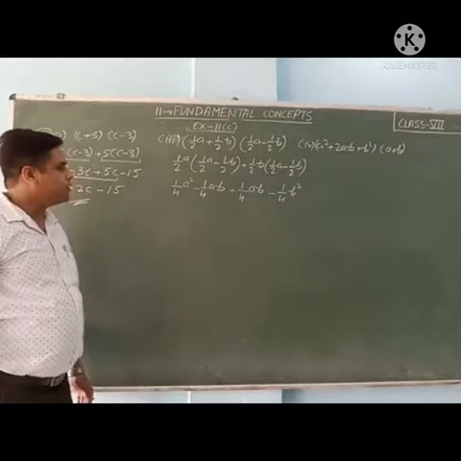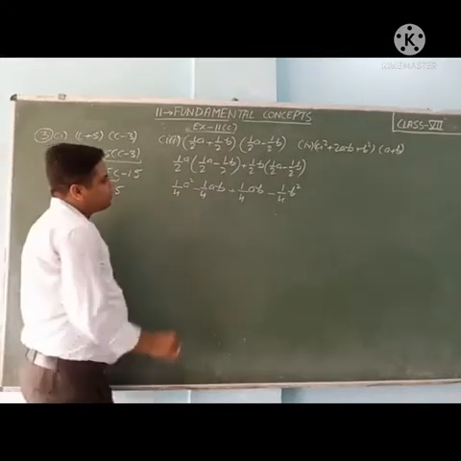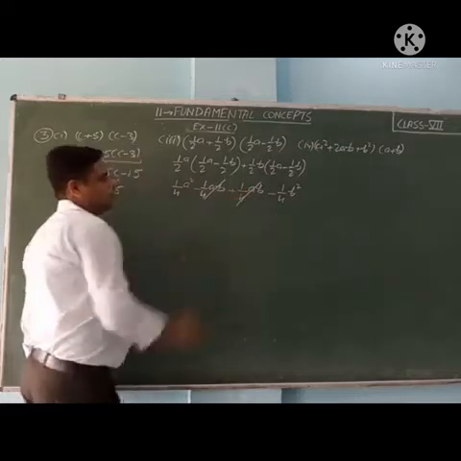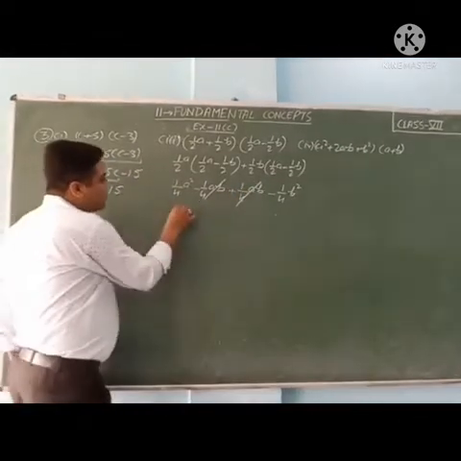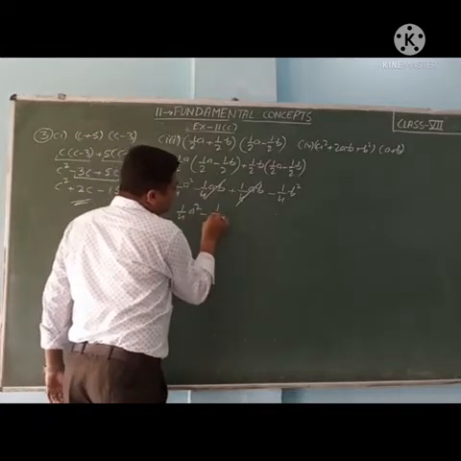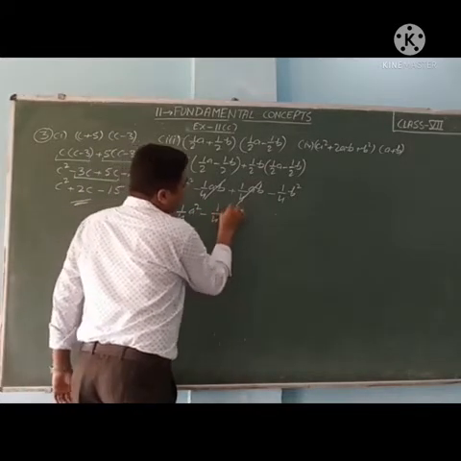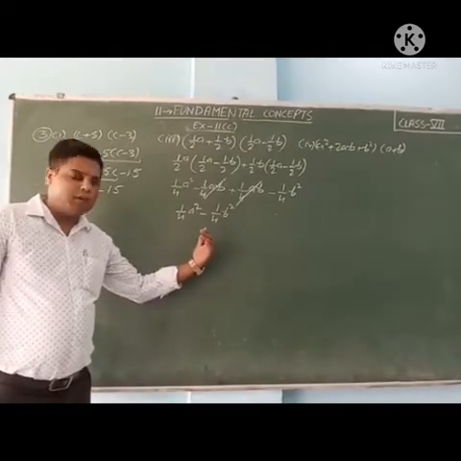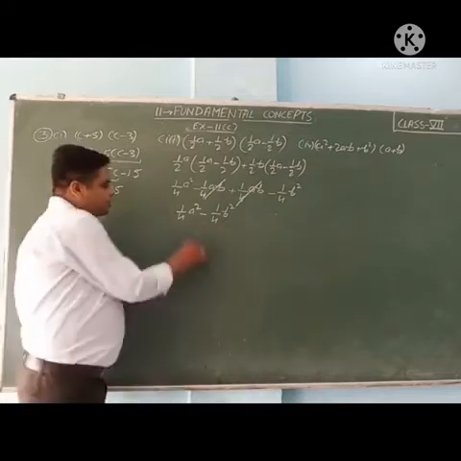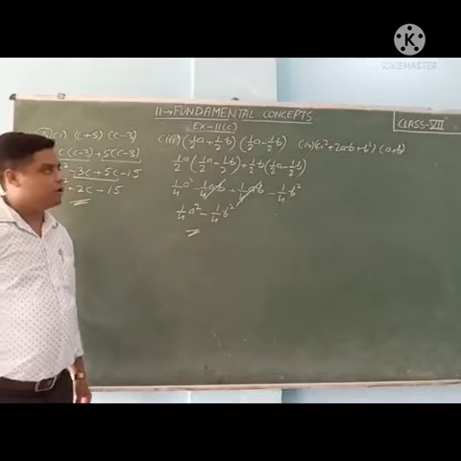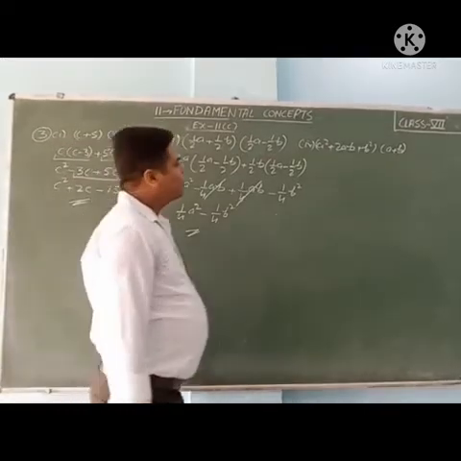So students, see this minus 1 upon 4ab plus 1 upon 4ab we can cancel. So 1 upon 4a square minus 1 upon 4b square. So they both are unlike terms. We cannot solve further. So answer is 1 upon 4a square minus 1 upon 4b square. So now move to the fourth part.